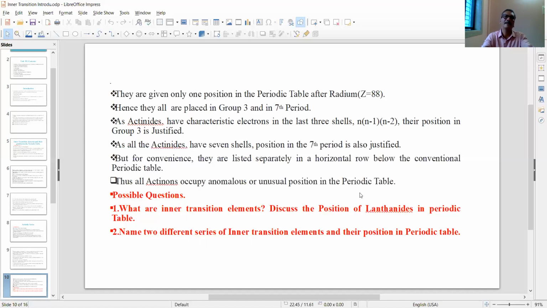Keep in mind, lanthanides have group 3 and 6th period. Actinides have group 3, same group, but the period is 7. So far, what part have we covered? Two questions are possible. First, what are the inner transition elements, and discuss the position of the lanthanides in the periodic table. Or second, name the two different series of inner transition elements and explain their position in the periodic table. So these two questions are possible.